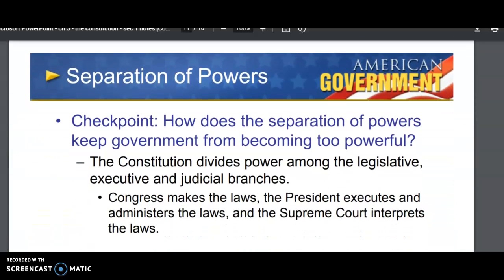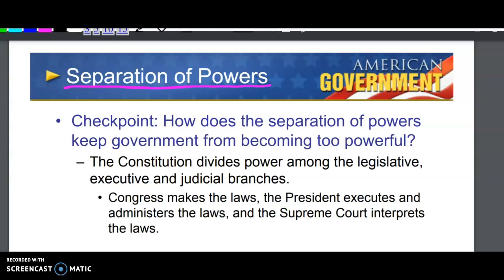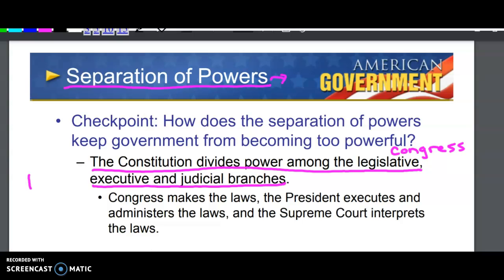All right, the next basic principle of the Constitution is separation of powers, which is a really important one. So that's your next heading, separation of powers. What does that mean? You can define that here, but it means that the Constitution divides power among the legislative, executive, and judicial branches. Legislative is Congress, the lawmakers. The executive is like the president, and the judicial are the courts and judges.